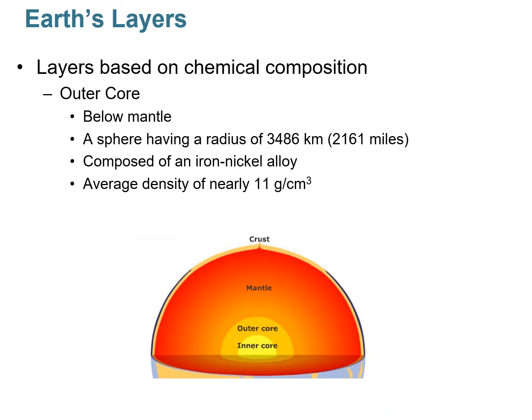And then the core itself, that's below the mantle. In terms of chemistry, it's iron and nickel. It has the highest average density, 11 grams per cubic centimeter, and it has a radius of 3,486 kilometers.